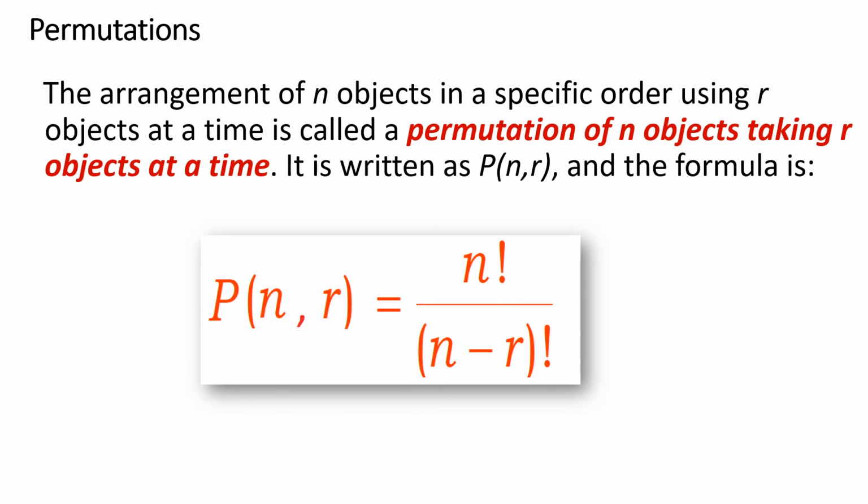Now we have a formula. And remember this notation, the capital P and then the n comma r, represents the number of ways that these objects can be ordered. So the arrangement of n objects in a specific order using r objects at a time is called a permutation of n objects taken r objects at a time, and it's written like this, and here's the formula. That number is equal to what we get when we plug the n and the r into this formula: n factorial on the top and n minus r factorial on the bottom.